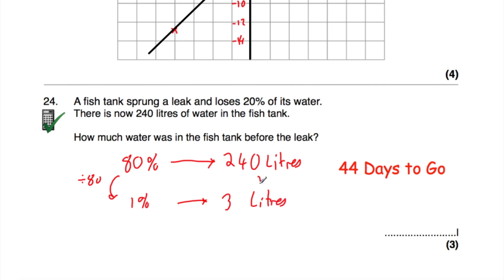So just dividing both of those by 80. Now we know what 1% is, we can find 100%. So we'll multiply by 100, and we'll multiply by 100. And then 1 times 100 is 100%.